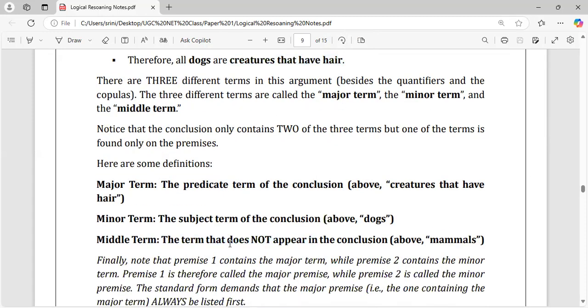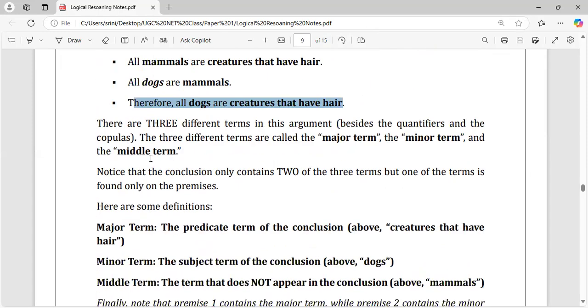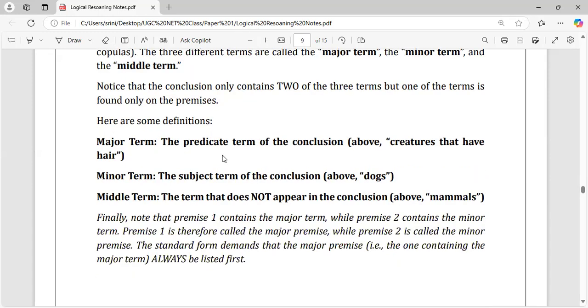Middle term: the term that does not appear in the conclusion. So your conclusion will have a major term and a minor term. In the conclusion, the predicate is the major term, and the subject is the minor term. The middle term is not taking part in the conclusion. So whichever term is not in the conclusion, that is the middle term.